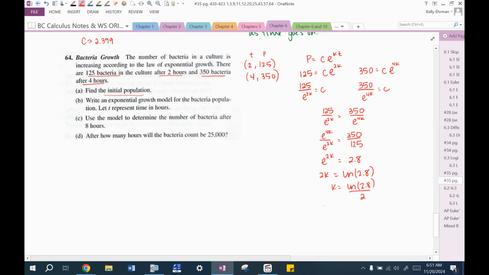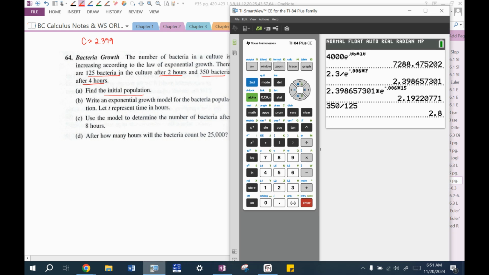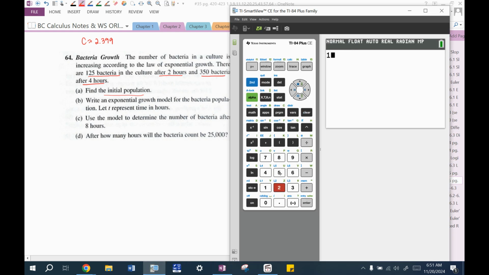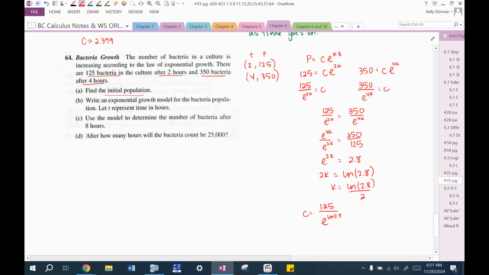So I found k. Now C is equal to 125 divided by e to the 2k. Now 2k will just be natural log of 2.8. So now that's just 125 divided by 2.8, because e to the natural log of 2.8 is 2.8. So C, the original number of bacteria, is about 45. So I'm going to call it 44.643. Leave that on my calculator.